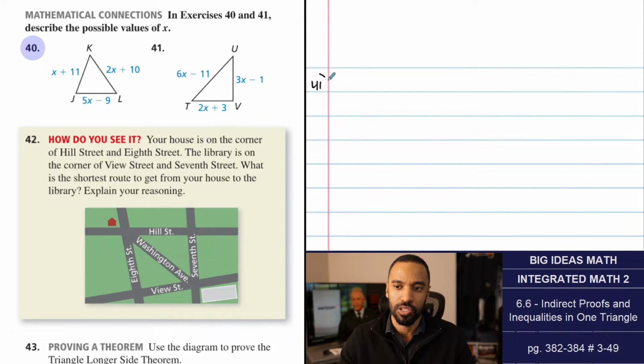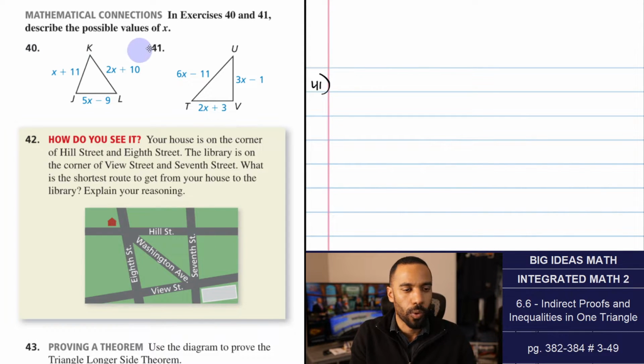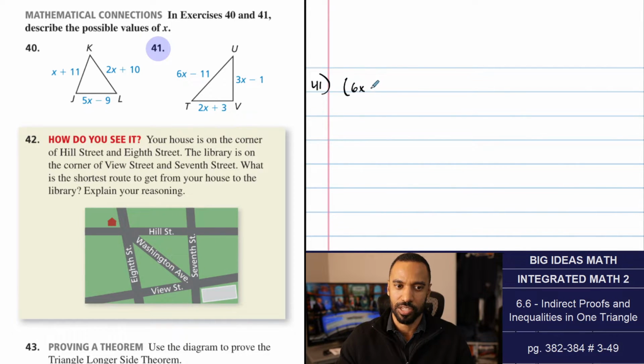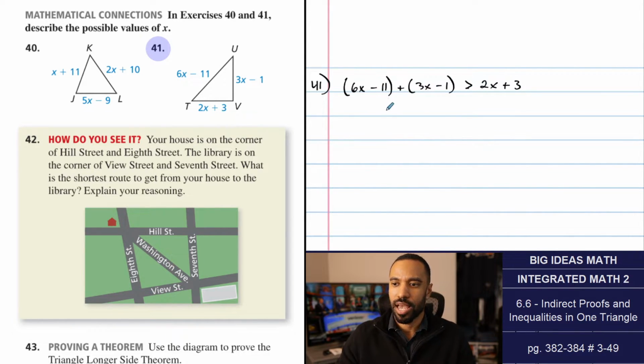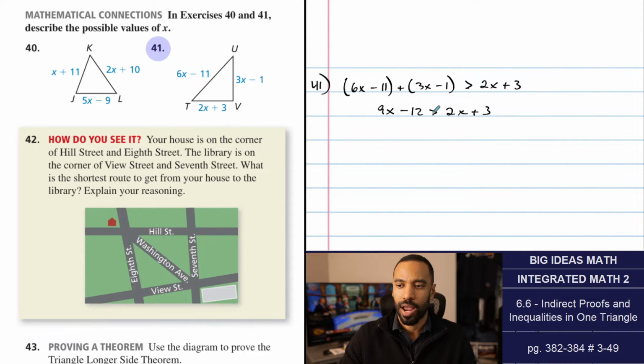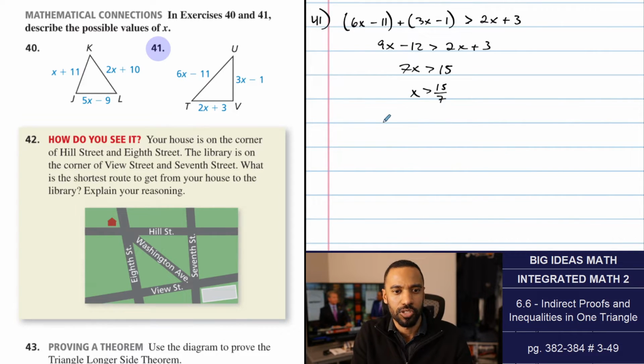And listen, let's do the same thing. It's more of the same. It's working itself out. Let's just go for the first two I see here. Let's look at 6x minus 11 plus 3x minus 1, and let's see what happens when it's greater than 2x plus 3. Okay, 6x plus 3x is 9x. Negative 11 minus 1 is negative 12. Subtract 2x from both sides and we get 7x. Add 12 to both sides and we get 15. And x has to be greater than 15/7. We'll see later how it compares, to keep things positive and whether it is within a bigger restriction.